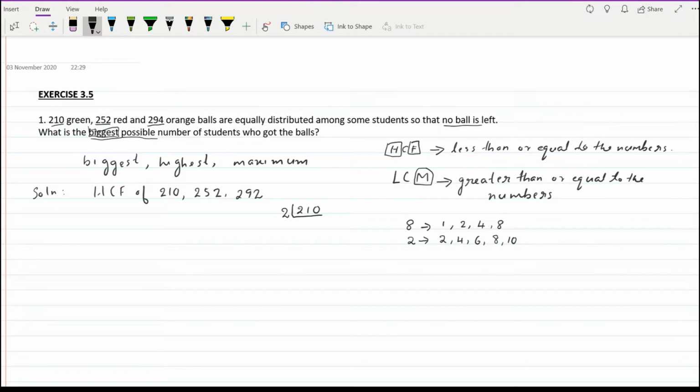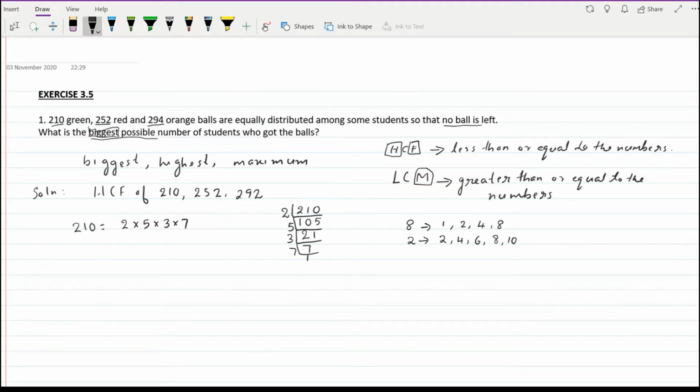Therefore, in the 2 table we can do 2 ones are 2, 2 twos are 4, then 0, 2 fives are 10, so 105. Next, the 5 table we can do. So 5 twos are 10 and 5 ones are 5. Next 21 is in the 3 table. 3 sevens are 21. Next 7 1 times. So we got the factors of 210. The prime factors of 210: you have to write it as a product of prime factors, 2 into 5 into 3 into 7. Prime factors of 210 we got.